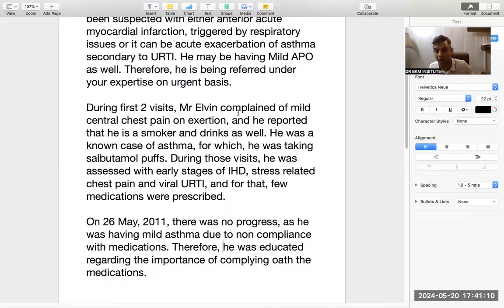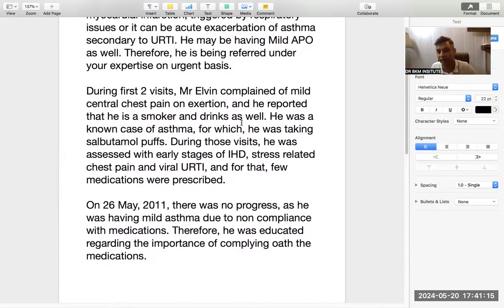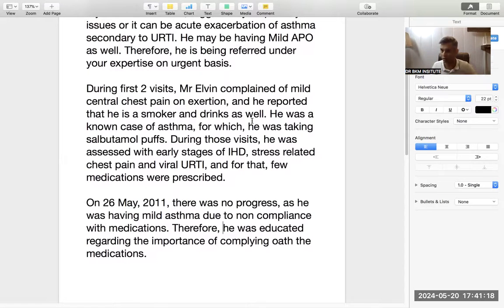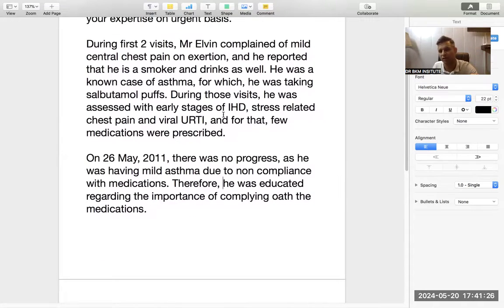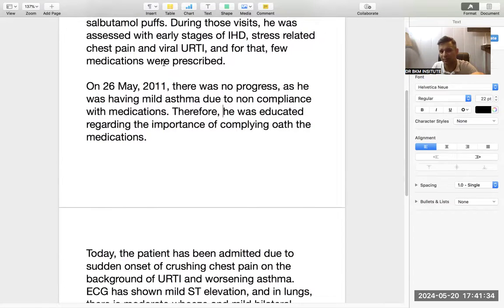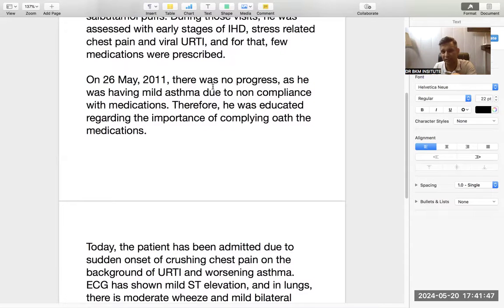Then the doctor would like to know what happened. During the first 2 visits, he complained of mild chest pain. He reported that he's a smoker and drinks. Now the doctor knows he's a smoker and drinks. He was a known case of asthma. So the doctor understands that he already has a history of asthma. During those visits, he was assessed with IHD, chest pain, and viral upper respiratory tract infection. The doctor will understand that he had viral upper tract infection, IHD, and stress related chest pain. Then on 26th May, there was no progress.